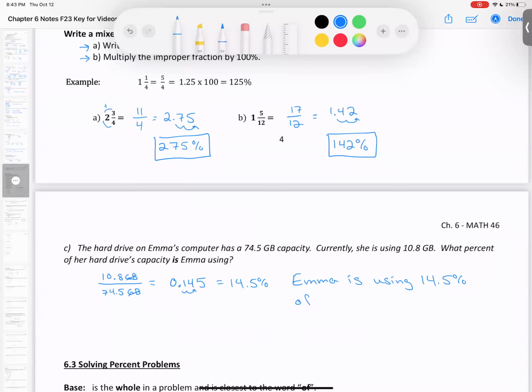And let's take a step back and just look at this and see if that is reasonable. So she's using about 10 gigs of around just under 100. So 10 out of 100 would be 10%. We're looking at a little more because we're out of about 75. So yeah, that seems like a reasonable answer.